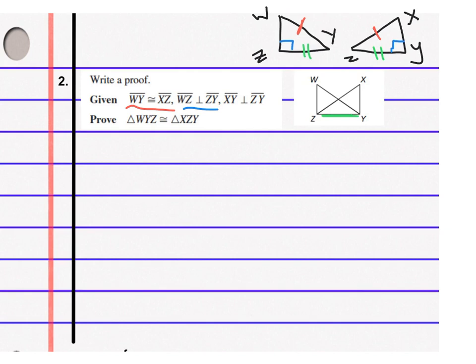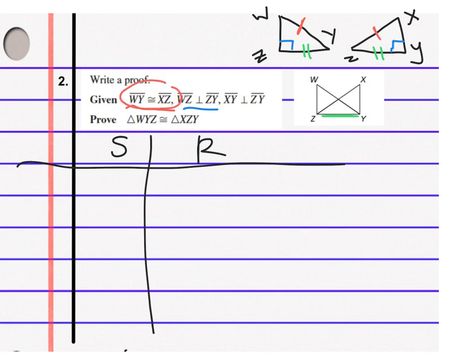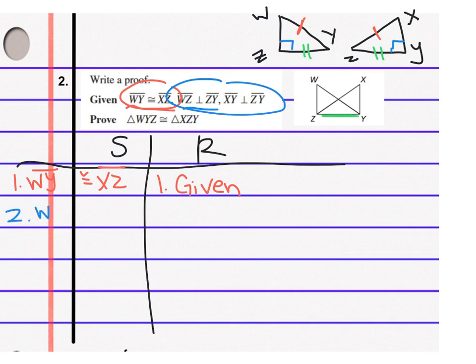Okay, so let's go ahead and set up our two-column proof. I'm going to start with what was given. WY is congruent to XZ, and that was given. I'm also going to say that these perpendiculars, I'm going to make this all one line. WZ is perpendicular to ZY. XY is perpendicular to ZY. And that is also given.